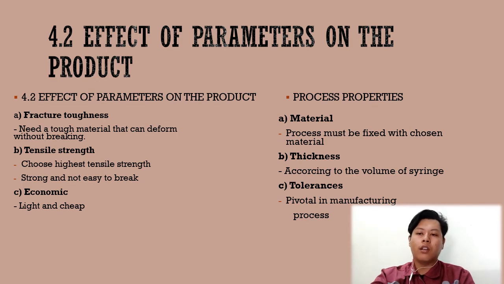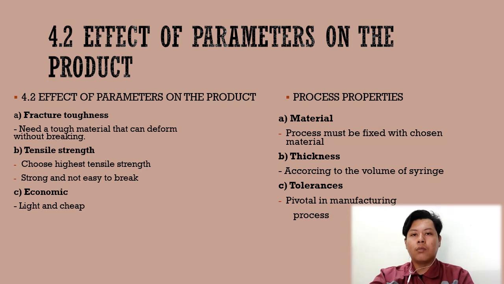The second one is tensile strength. To design the syringe, the material needs to be chosen with the highest tensile strength value, which will make the component strong and not easy to break. If we use low tensile strength, it will cause a failure in the product. The next is economics. Although the syringe is disposable, the material should be light so that it is easy to use.